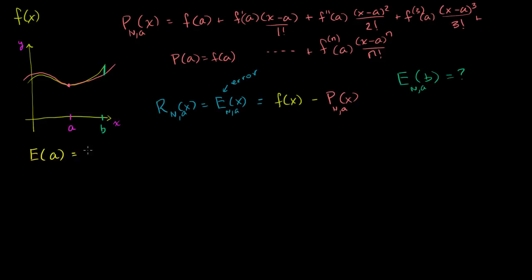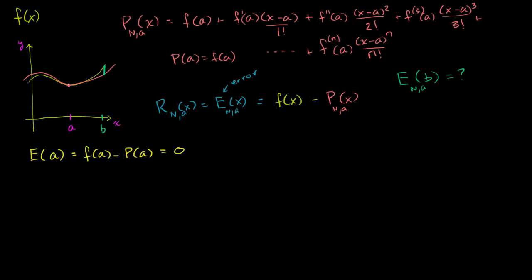So the error at a is equal to f of a minus p of a. And once again, I won't write the sub n sub a. You can assume it. This is an nth degree polynomial centered at a. And these two things are equal to each other, so this is going to be equal to 0. And we see that right over here. The distance between the two functions is 0 there.